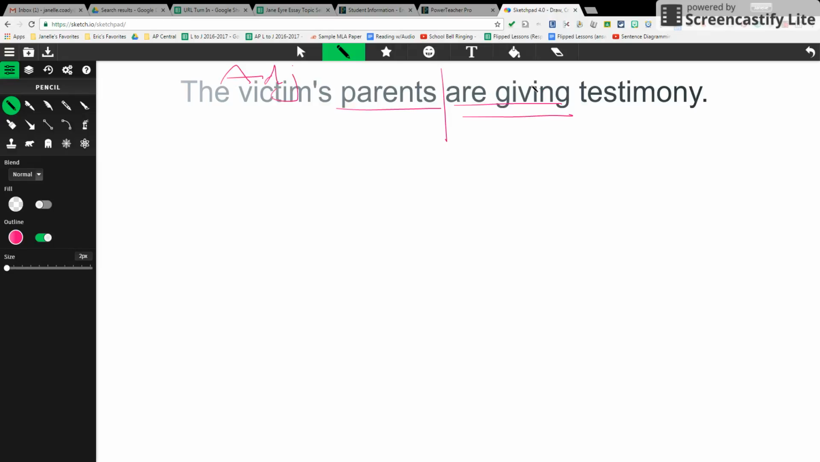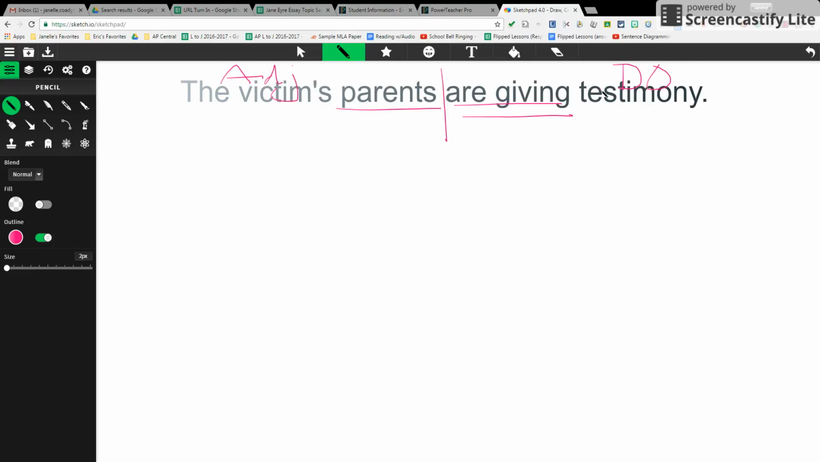Are giving. In this case, giving is an action verb. You can see somebody giving something. So when you have action, you're looking for a direct object. So giving what? Testimony. Now, if it said, are giving Frank testimony, Frank would be your indirect object. But we don't have an indirect object in this case because we don't have a to whom or for whom. We just have a what.